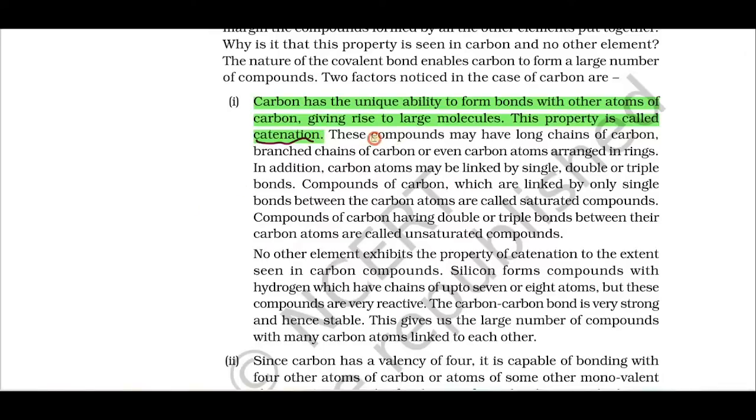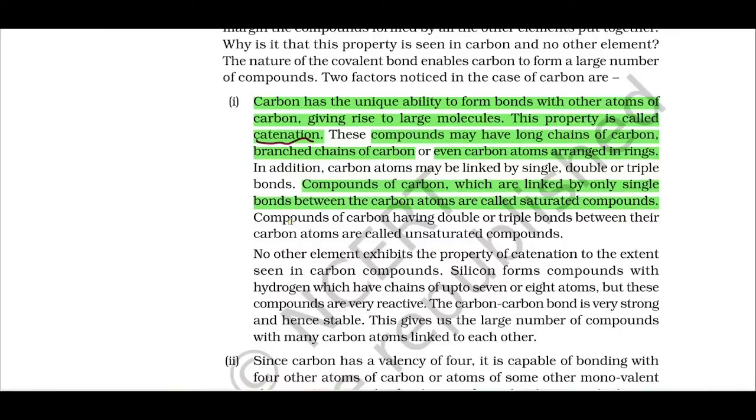Because of this catenation property, carbon compounds form long chains of carbon, branched chains of carbon, or even ring structures. Long chain, branched chain and ring structure. Carbon compounds having single bonds are called saturated carbon compounds.